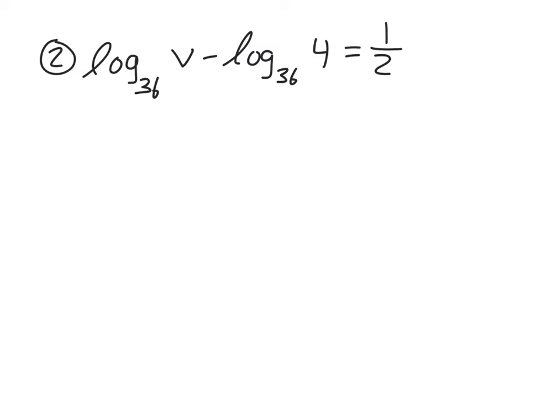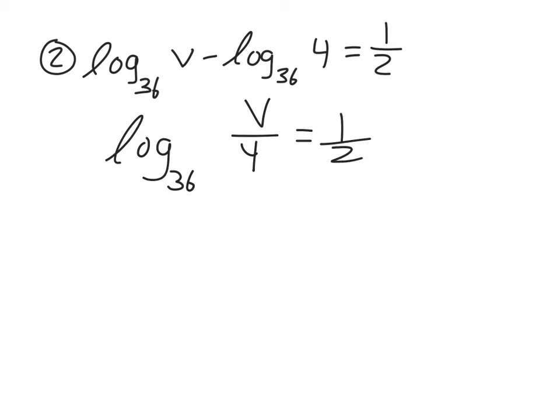On this one, both of these are logs base 36, so we can combine these together again using the quotient rule. We'll have log base 36 of v over 4 equals 1/2. Then I'd like to read this as my sentence rule like before. 1/2 is the exponent on 36. That gives me v over 4.